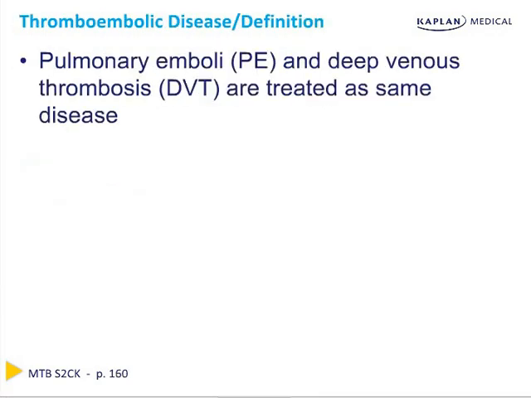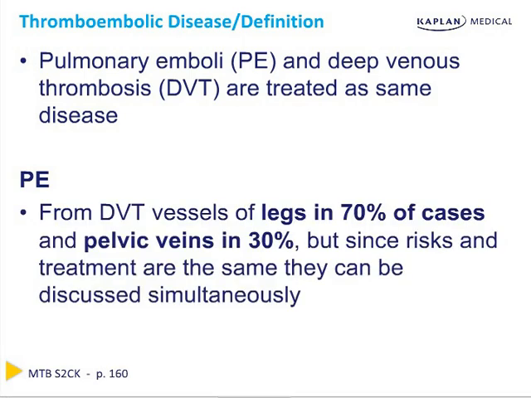At this point in the lecture, let's change gears over to thromboembolic disease. Pulmonary emboli and deep venous thrombosis are essentially treated as a spectrum of the very same disease, which is a blood clot. PE derives from DVT of the large vessels of the legs in about 70% of cases. The other 30% typically originate from the pelvic veins. However, the risks of both are the same, and the management is no different, so we can discuss DVTs from both locations at the same time.